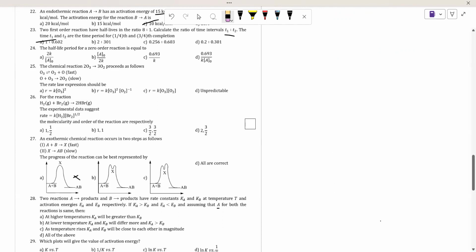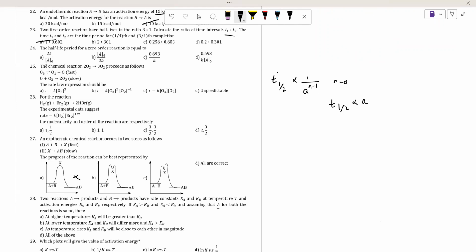1 by A raised to the power, let me write. So T half is directly proportional to 1 by A^(n-1). Here they are saying n is equal to 0. So substituting 0 here, 0 minus 1, it will become A^(-1)... so hence T half will be directly proportional to A. So this much we have understood here.